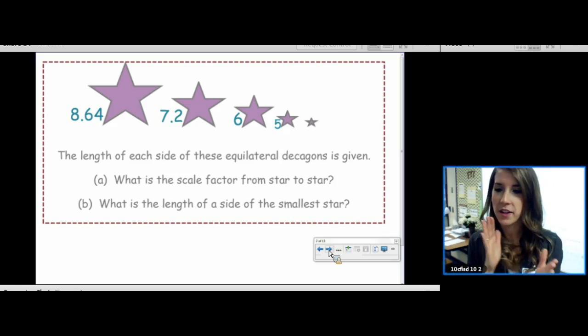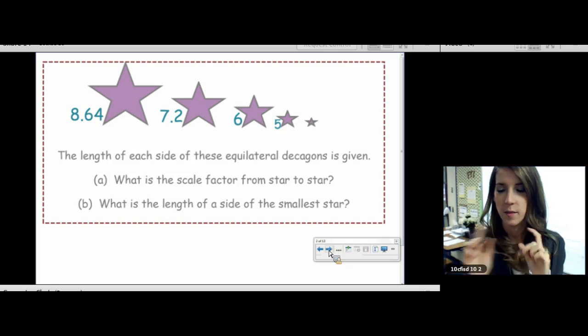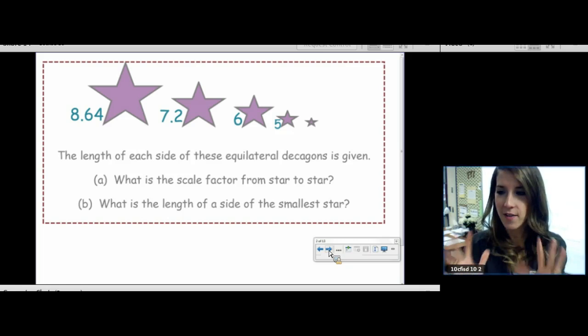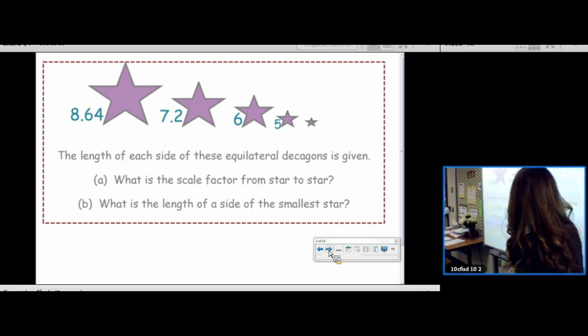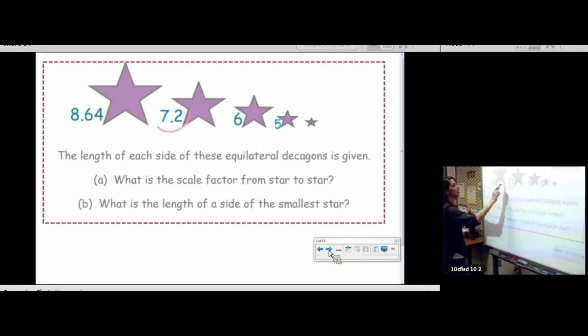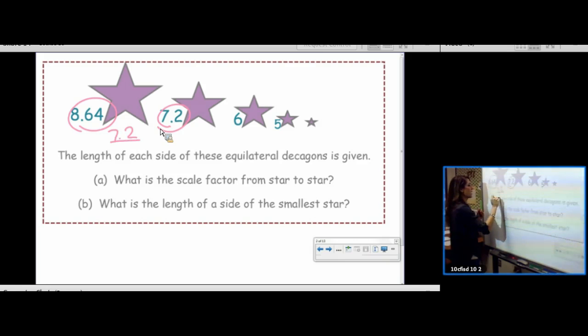So what did I train y'all to think of when you hear scale factor? What do you think of? Blank over blank. Every time. Second over first. So you can take the second value and put it over the first. You can do it this way. You don't have to do it this way.